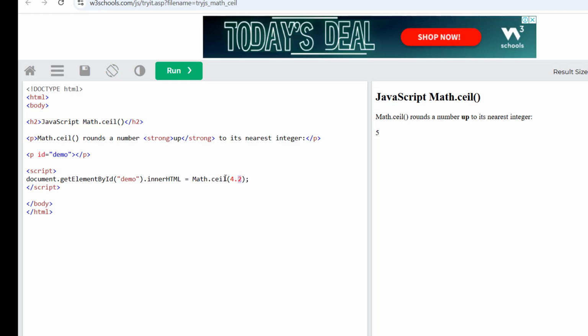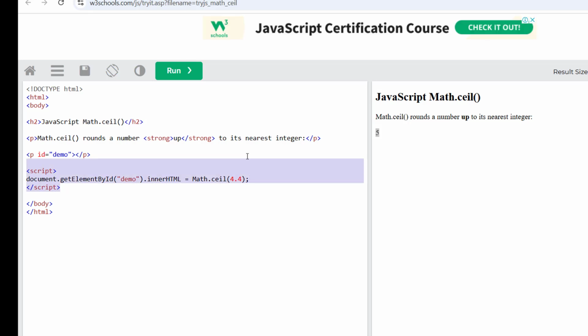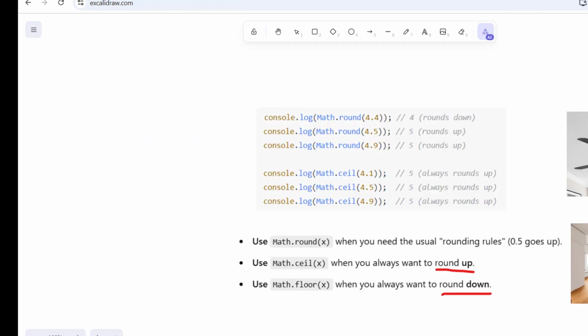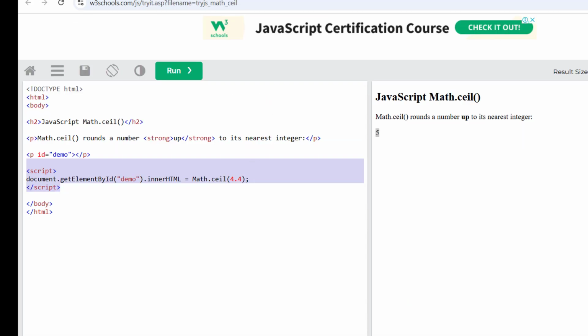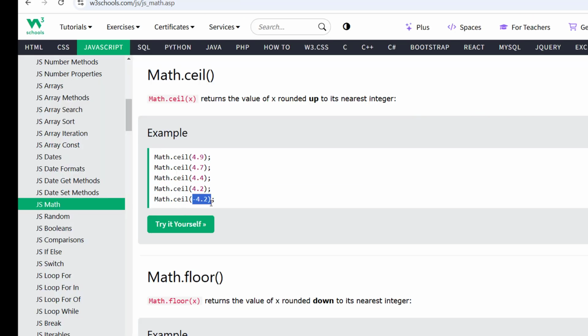If I use Math.round, it is 4. But if I give Math.ceil, it will turn upwards like that, like a ceiling upwards. But there is a case. If the number is 4.2, it will also go upwards, but there is a technique over here. See, say minus 4.2. I'm showing you.